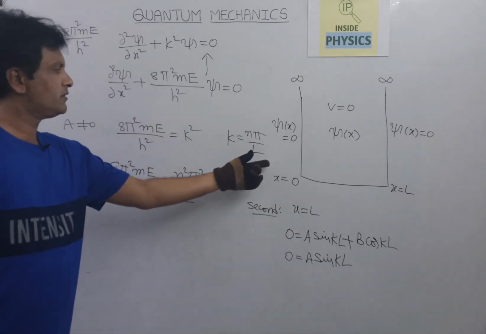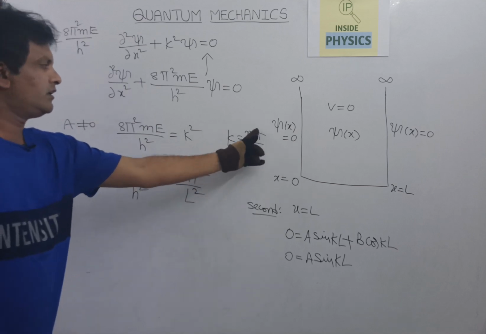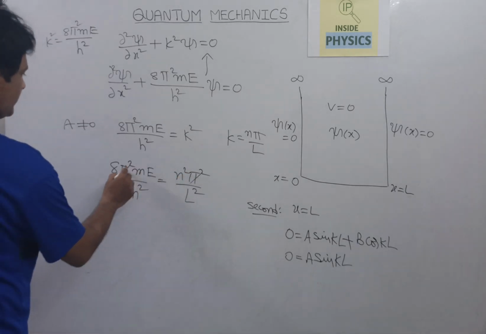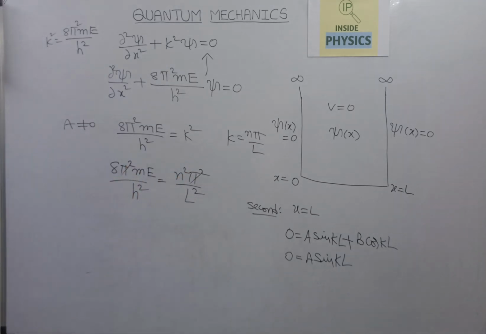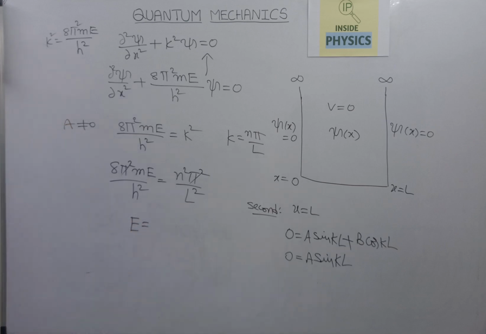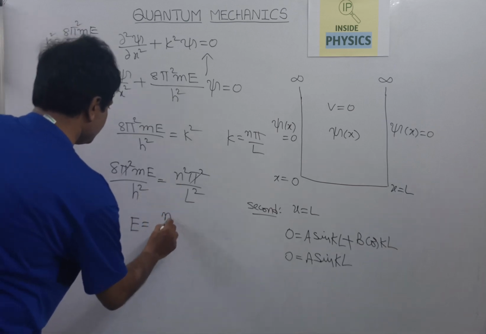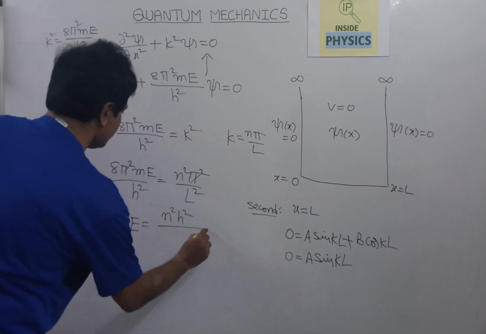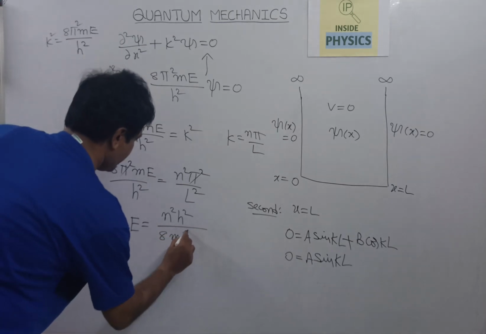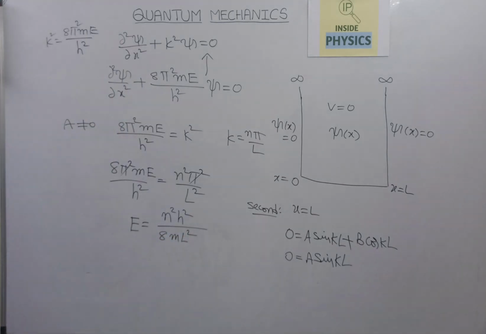I rubbed it off just before, so you can get the n pi by L as the k value. You take pi square by cancellation, and what we get as energy here is n square h square by 8ml square. So this is what we got as energy levels.